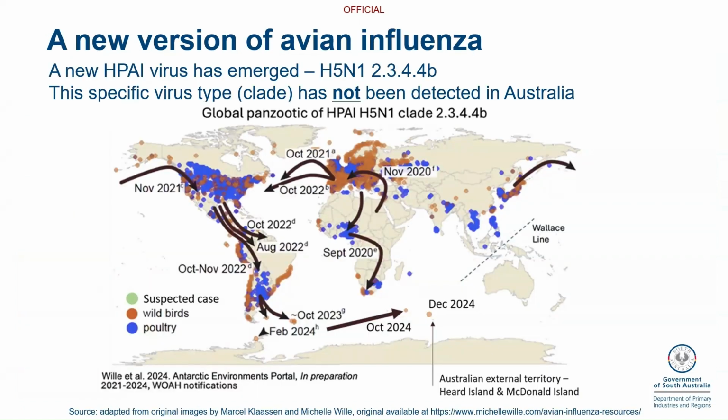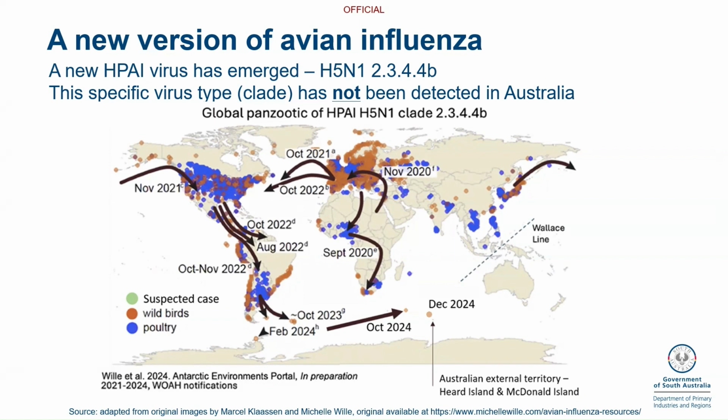Moving on to the new version of HPAI, which we discussed in depth in the last webinar, we had mentioned that this virus progressed across the globe down to the subantarctic islands and even the Antarctic mainland. Now, over the last few months since our last webinar, mortality events have been reported on multiple subantarctic islands.